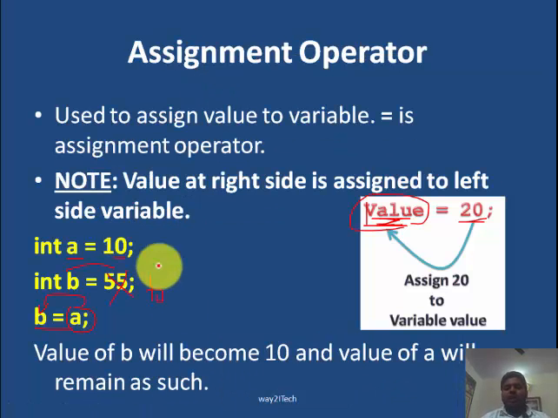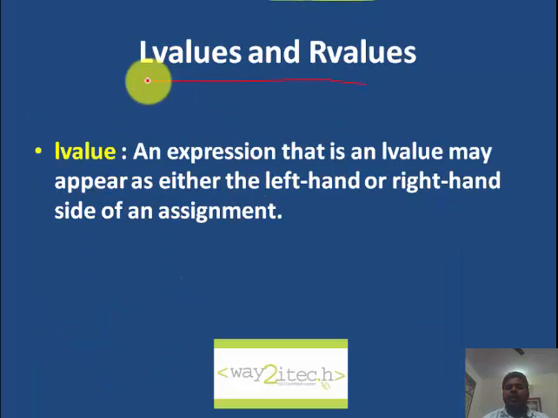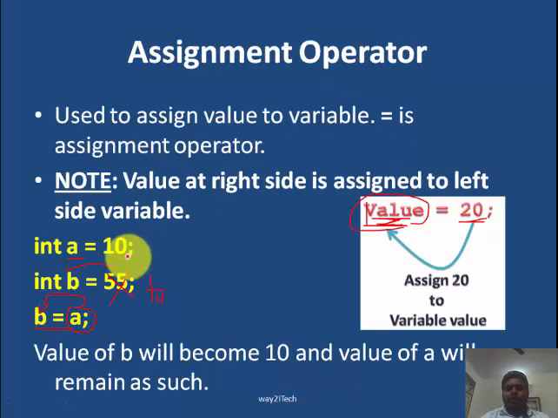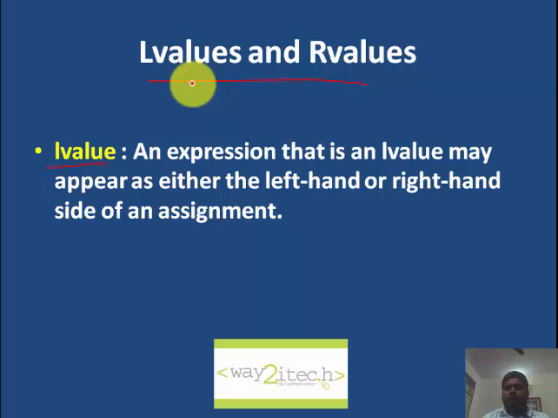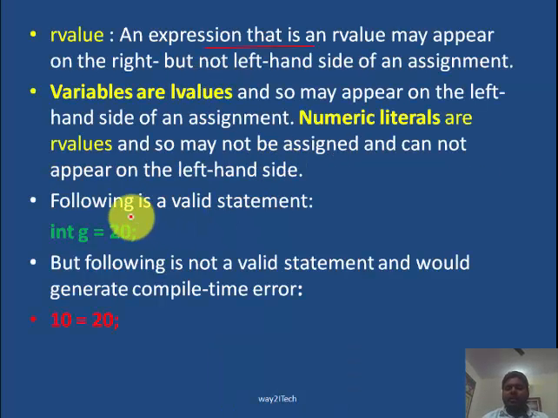So in assignment operators there is a concept of L value and R value. What is this concept? We will see. This is an important concept. So what is an L value? An expression that is an L value may appear on either the left side or right hand side of an assignment. The L value can appear on the left side and right side, but an R value is an expression which may appear on the right side. An R value will always appear on the right side, but not on the left side of an assignment.